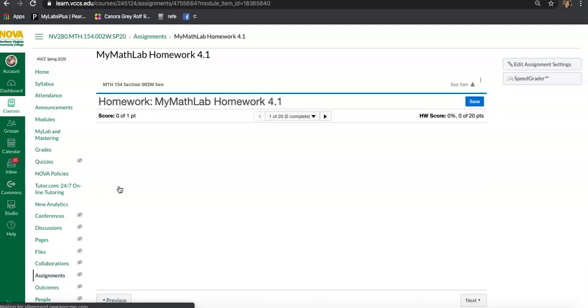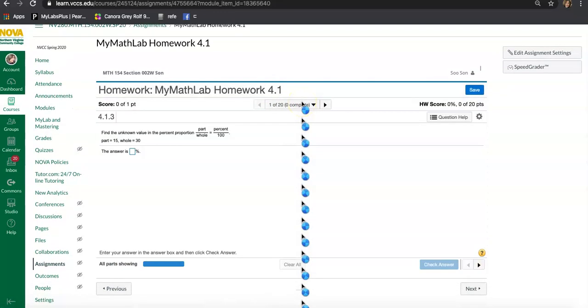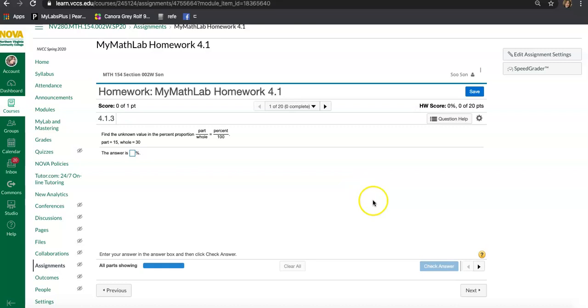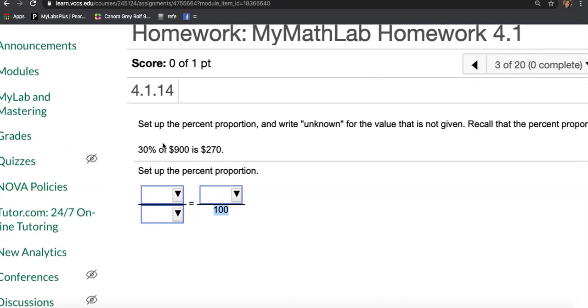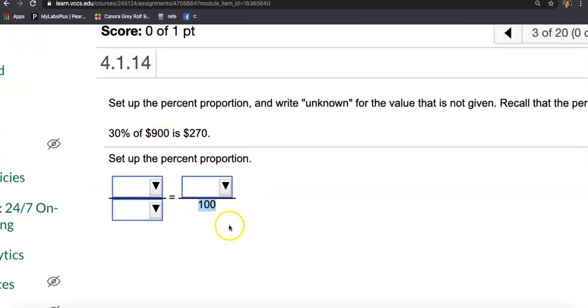And the first one that you have is the part over whole. We know how to do something like this. Number 2, something similar to what we did. Now this one looks a little different. Let's try just this one real quick. Set up the percent proportion. And this fraction right here, let me go ahead and zoom in a little bit so that you guys can see everything. The second fraction on the right side has 100 in the bottom. So what number should I put on top of this fraction? I should put the 30% or 30, right? So put the 30 here.